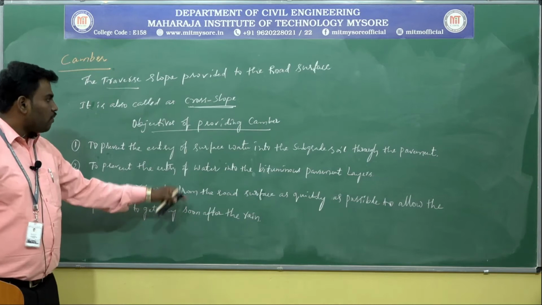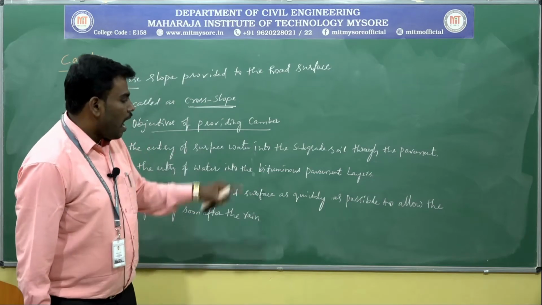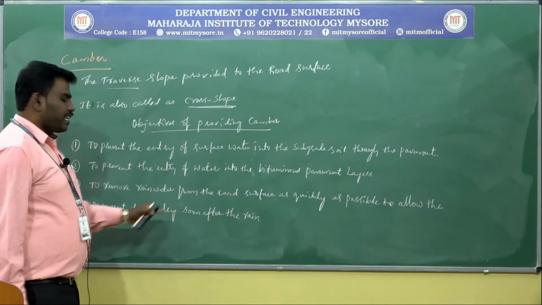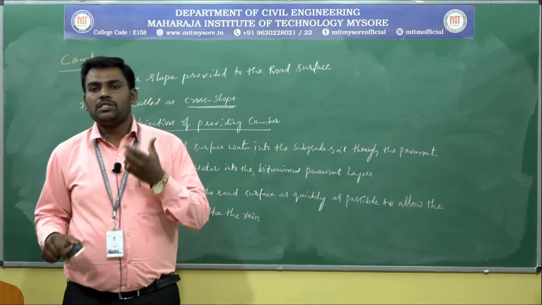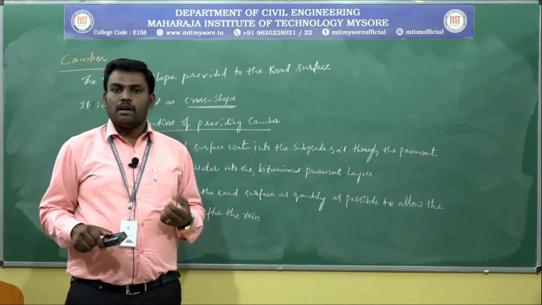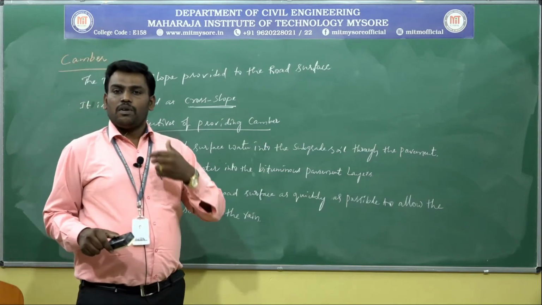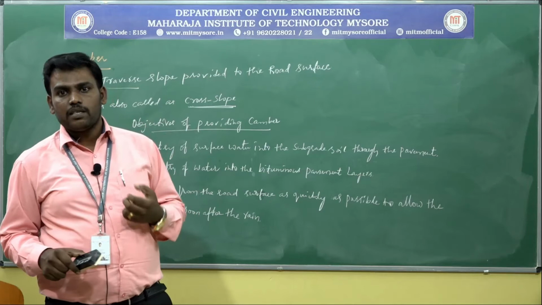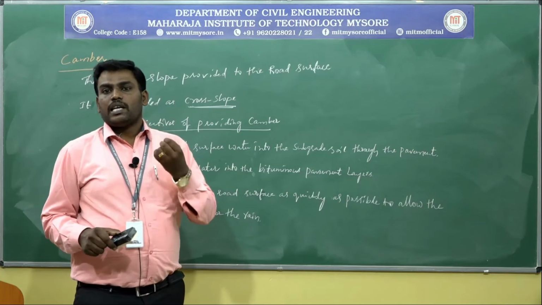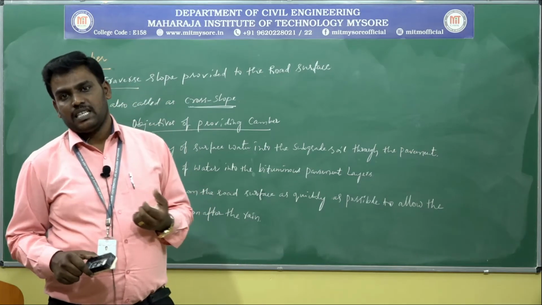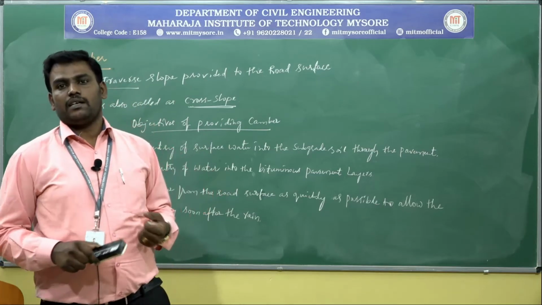The third objective of providing camber is to remove rainwater from the road surface as quickly as possible and to allow the pavement to get dry soon after the rain, because we know that the wet condition of the pavement surface causes discomfort and is unsafe for road users, for vehicles which move at high speed, and also wet surfaces reduce the skid resistance. Thereby there may be a chance of slipping of vehicles.